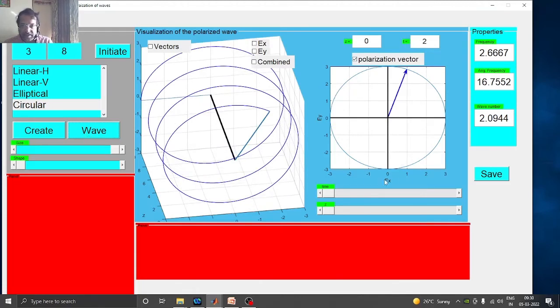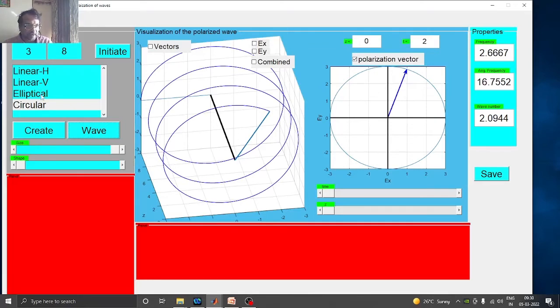So this circle in Ex Ey represents that it is circularly polarized light, and as a function of time, the length of the arrow remains constant. Unlike in linear horizontal and linear vertical, where the length of the arrow changes as a function of time. Here, most important to remember is the length of the arrow does not change. That is, the strength of the vector does not change.